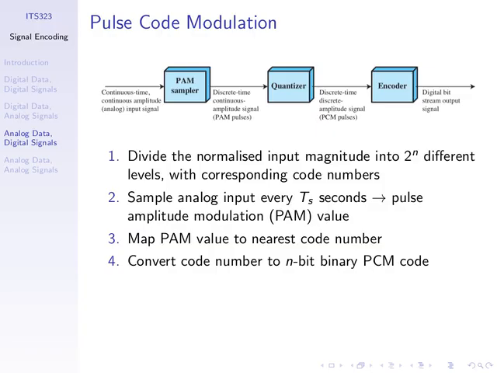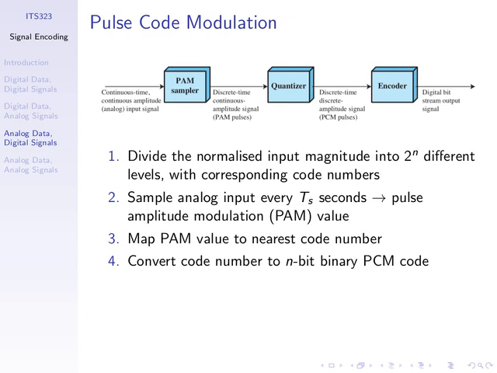How can we do that? Well, in pulse code modulation, we have input analog information, continuous in time, continuous in amplitude, so continuously varying. We have a sampler, called a pulse amplitude modulation, PAM, sampler. What it does is it takes every sample point, it takes a measurement of the signal strength. It takes a sample. And that sample is matched to a particular level. Because we have a continuously varying amplitude, with digital data we need discrete levels. So we take our input magnitude and divide it into 2 to the power of n different levels. We'll see an illustration of this, and the levels are referred to as code numbers.